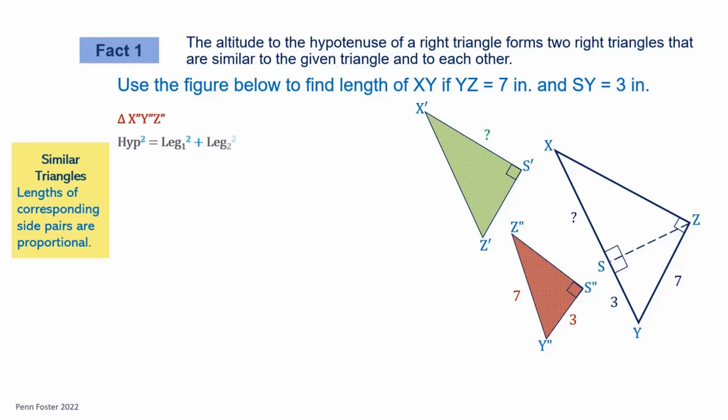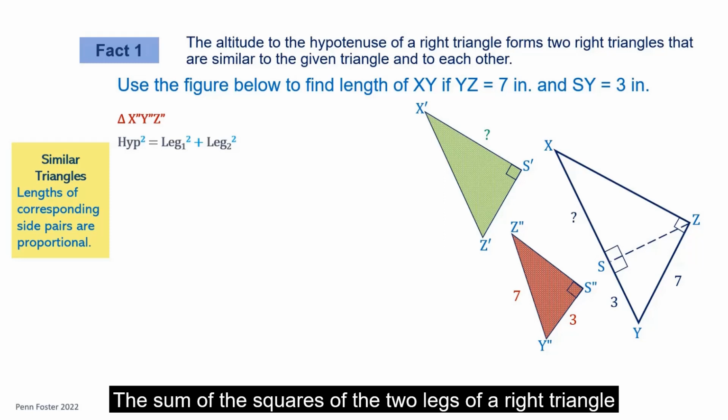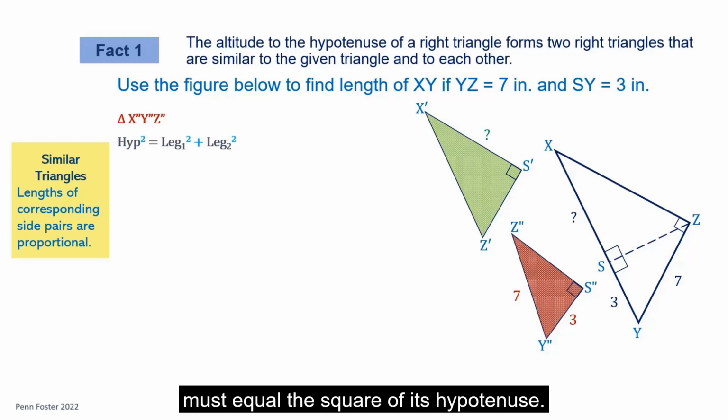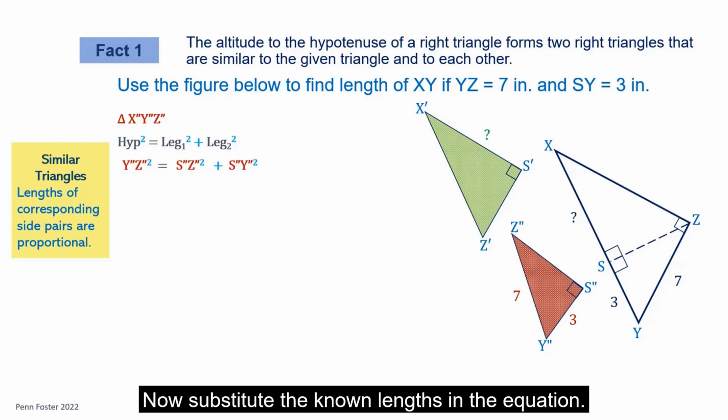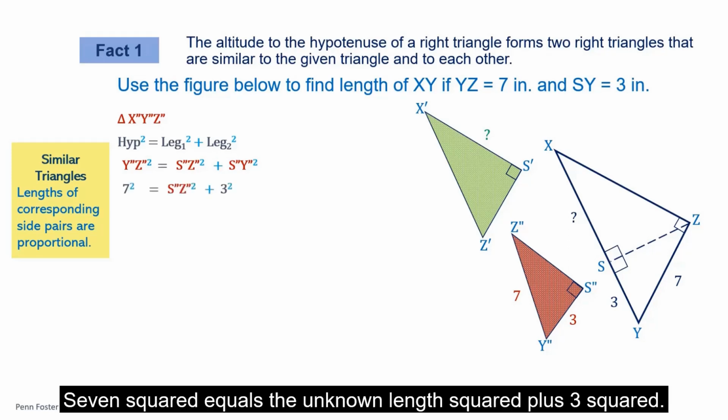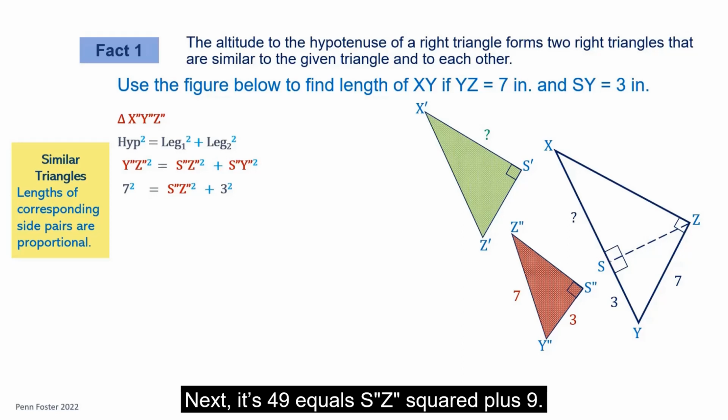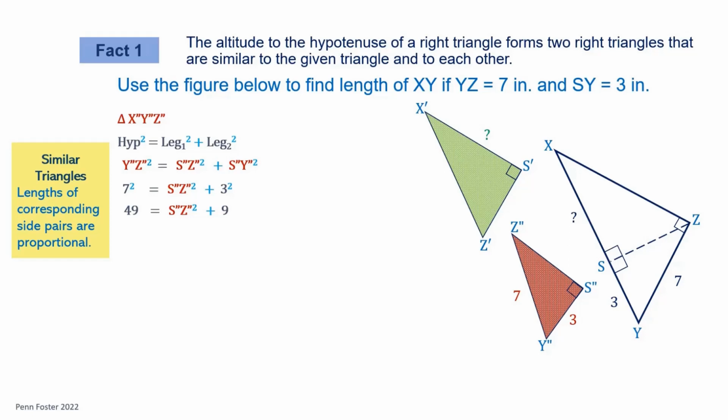Write out the equation. The sum of the squares of the two legs of a right triangle must equal the square of its hypotenuse. This means that Y''Z'' squared equals S''Z'' squared plus S''Y'' squared. Now substitute the known lengths in the equation. 7 squared equals the unknown length squared plus 3 squared. Next, it's 49 equals S''Z'' squared plus 9.